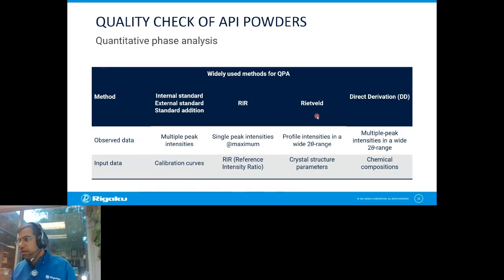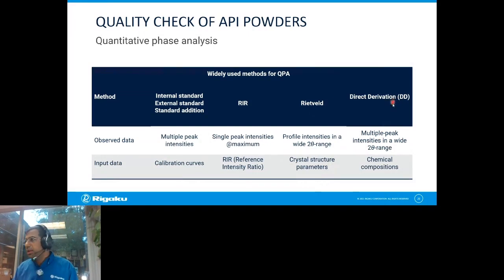Rietveld, as developed by Dr. Hugo Rietveld, is a model-based method where, based on the phases, the computer is able to draw an artificial pattern, which is laid upon the exact pattern that has been collected on your diffractometer. And hence, from there, you can know almost every information about your molecule, how much each phase is present, what are their bond distances, bond angles, and so on and so forth. And crystal structure parameters are of paramount importance for this.